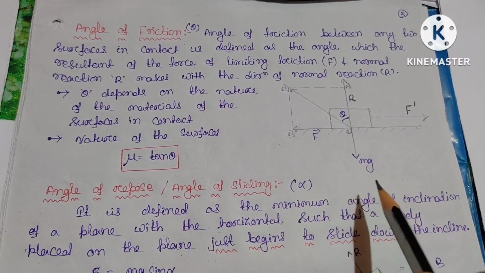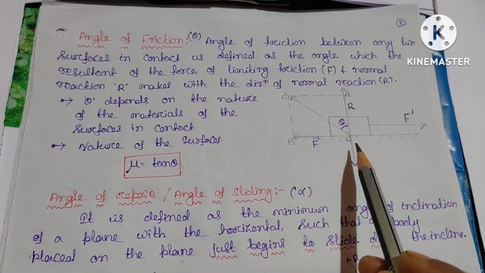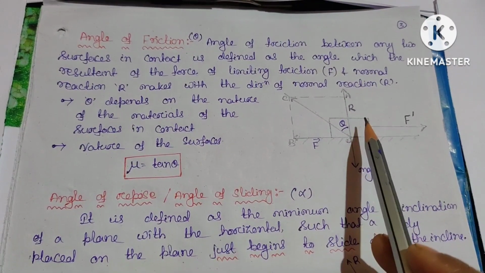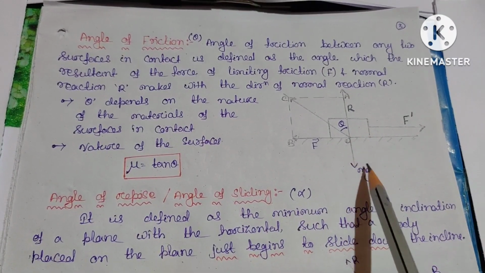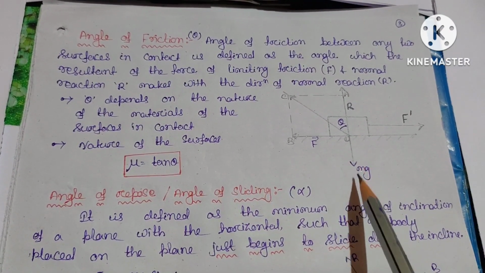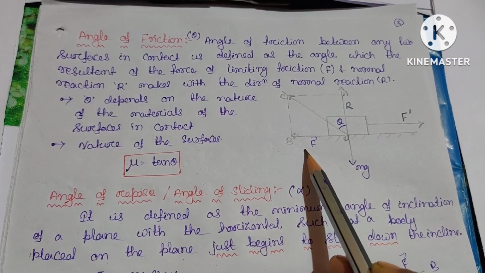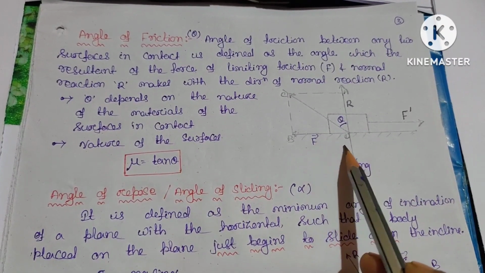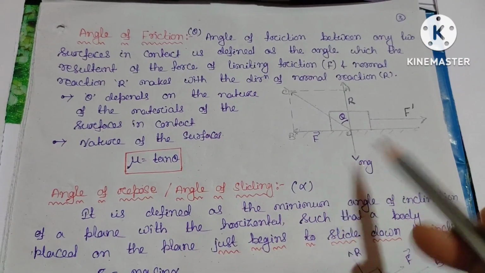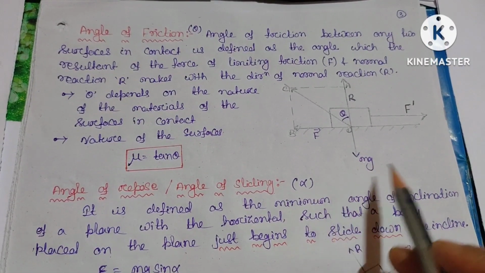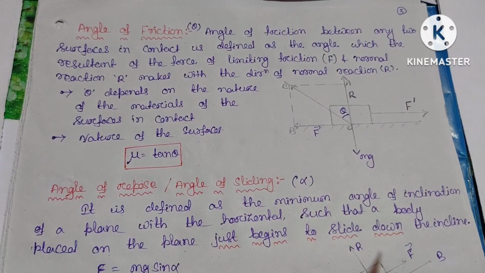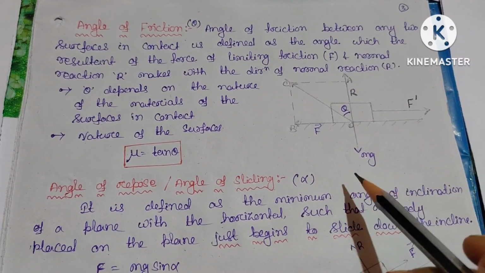So in this figure, suppose this OA represents the normal reaction R which balances the weight mg of the body. This OB represents F, that is the limiting friction, or the limiting force of sliding friction when the body tends to move to the right.